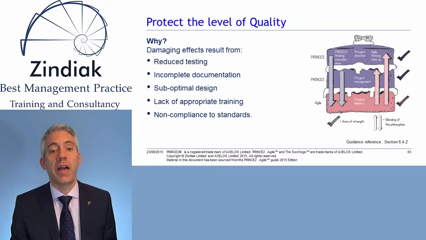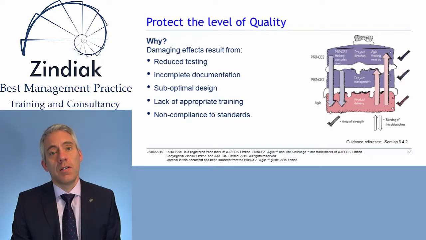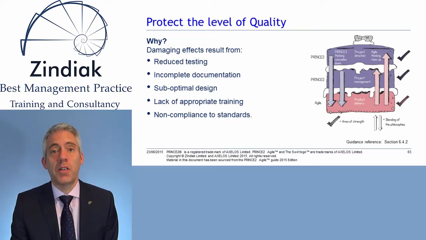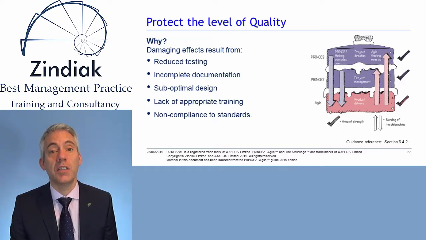Avoid the damaging effects resulting from incomplete documentation. Even in an agile environment, a level of documentation is an essential requirement. We can deliver the best product in the world, but if the user can't use it, you won't realize the benefits. So we need to ensure that there is complete, appropriate documentation. That doesn't mean pages and pages; we just need an appropriate level, and that is an essential requirement even in an agile environment.